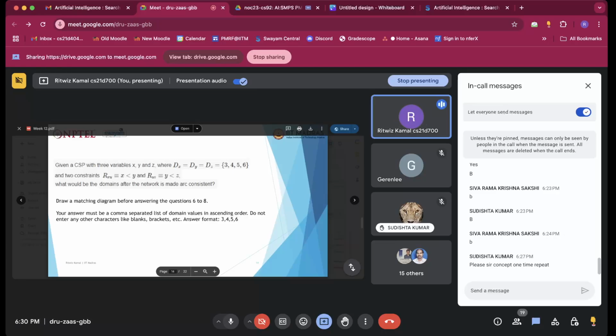And now what the question tells us is that we have to make the network that will be formed as a result of these different constraints given to us. We have to make it arc consistent, and we have to tell what elements would remain in the domains after the network has been made arc consistent. We also have to draw a matching diagram, which we would need in order to find the solution.